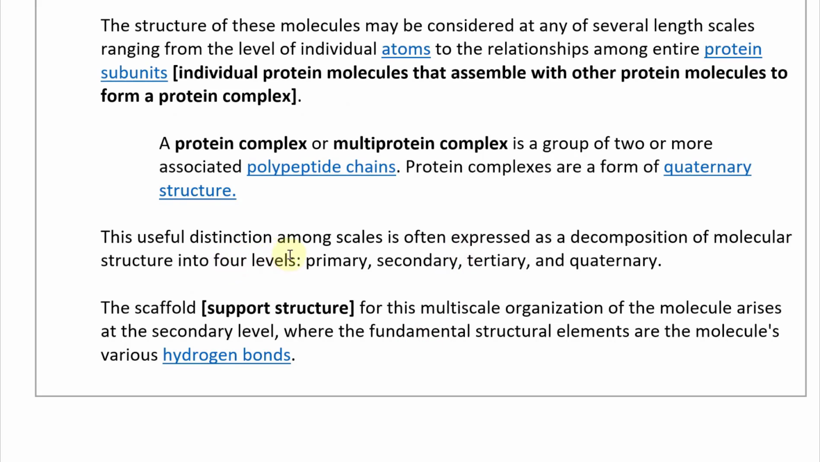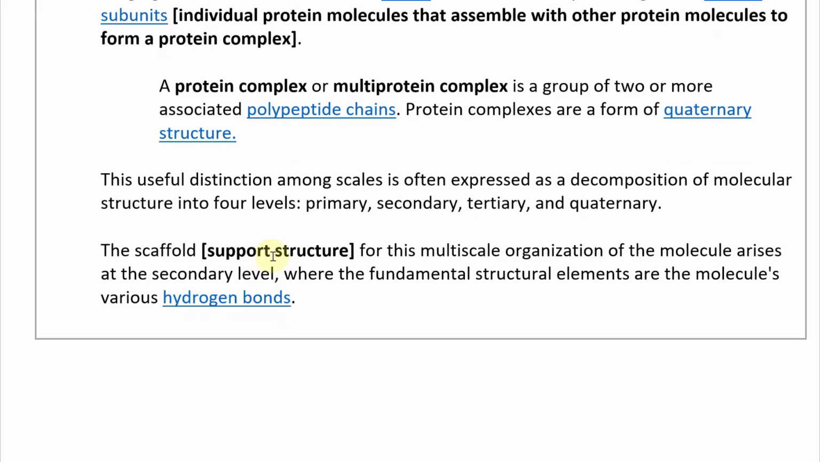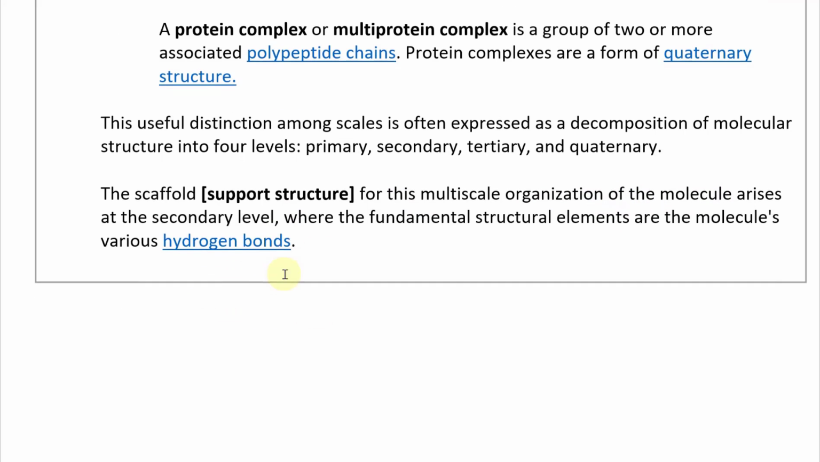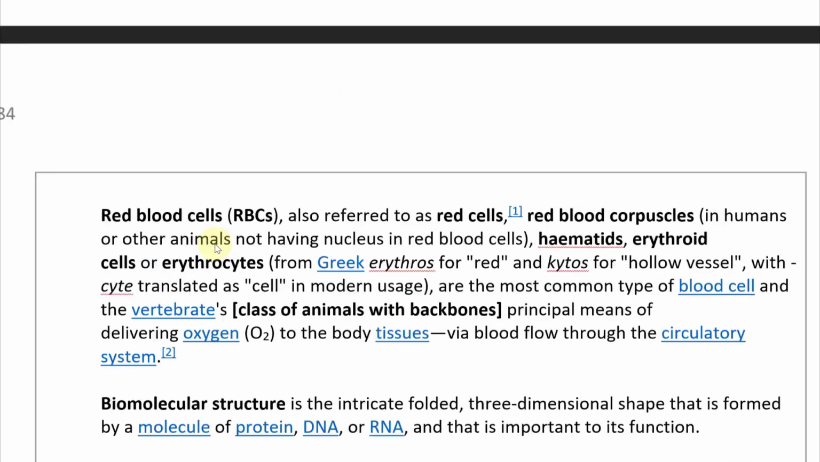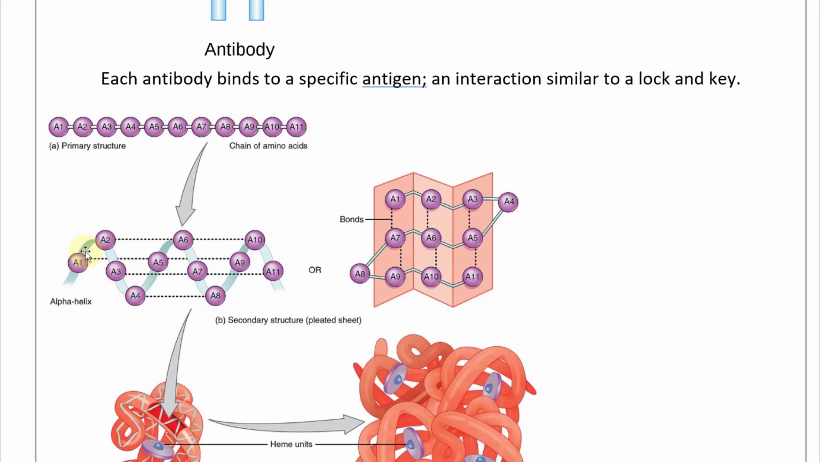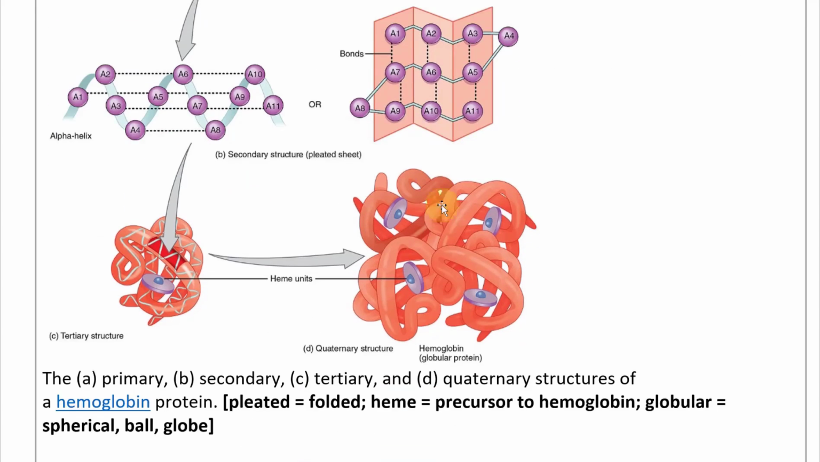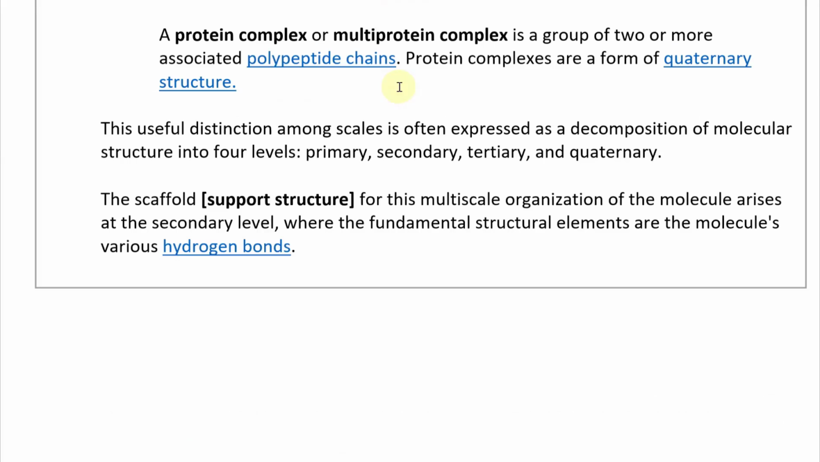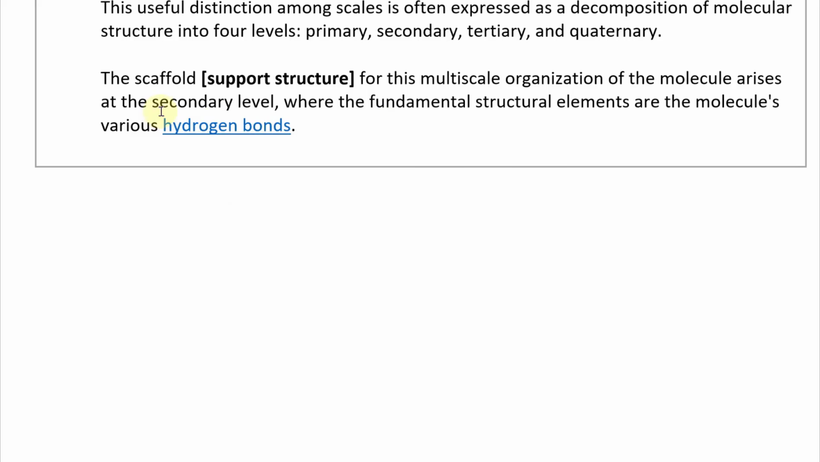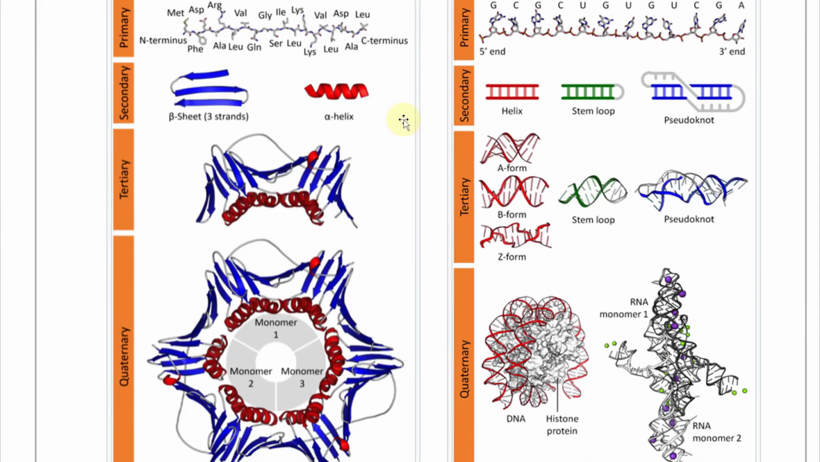This useful distinction among scales is often expressed as a decomposition of molecular structure into four levels: primary, secondary, tertiary, and quaternary. The scaffold or support structure for this multi-scale organization of the molecule arises at the secondary level, where the fundamental structural elements are the molecule's various hydrogen bonds. So there's a chain, and these are all bonded by the hydrogen that forms the basic structure of this organization of the molecules, and that's at the secondary level. So there's a fundamental structure set up.